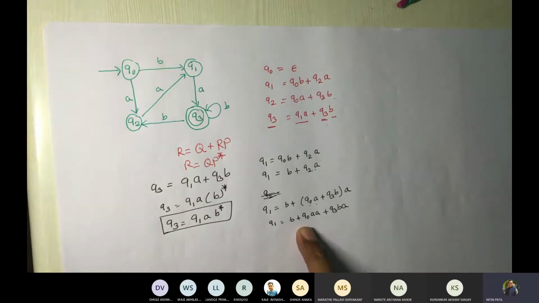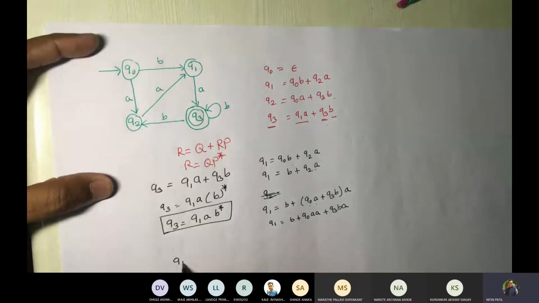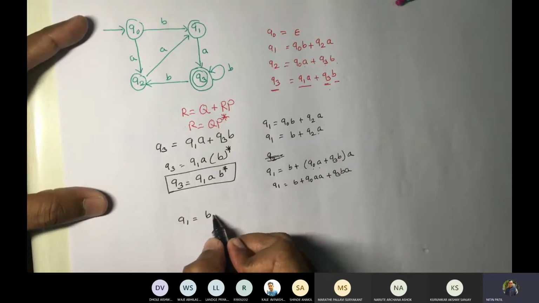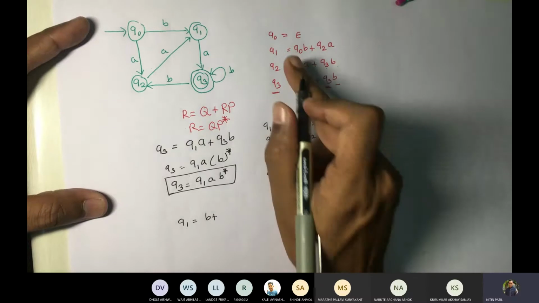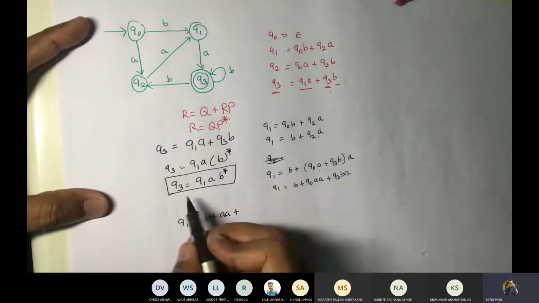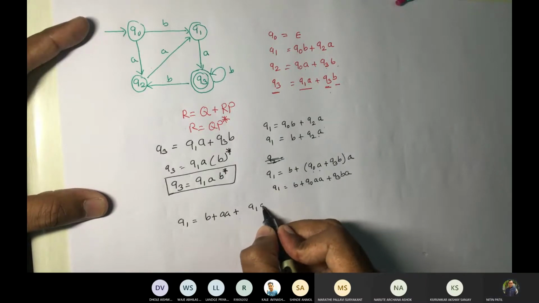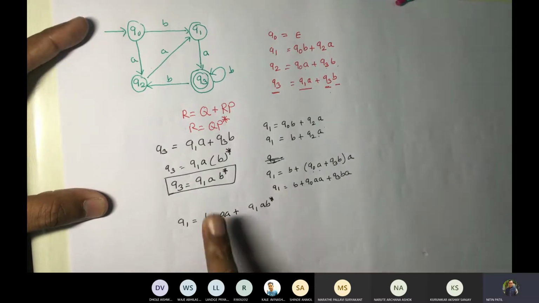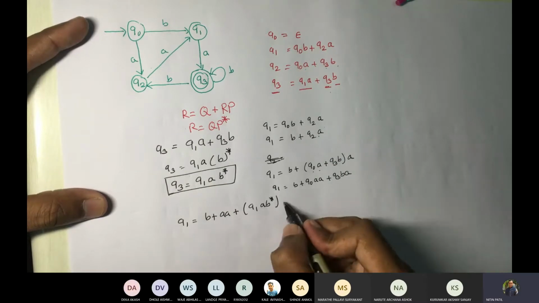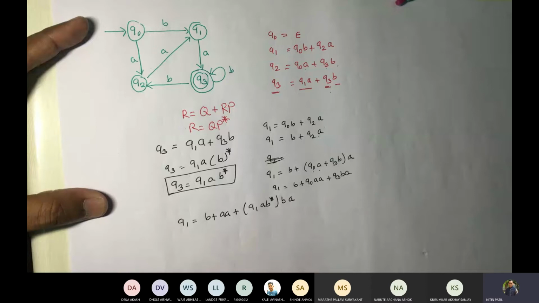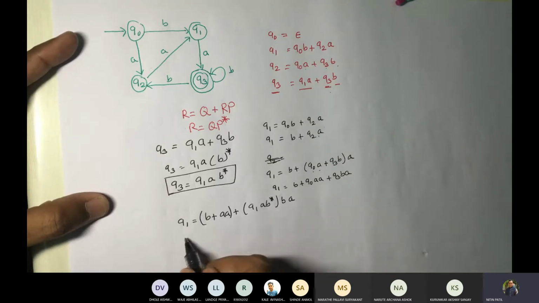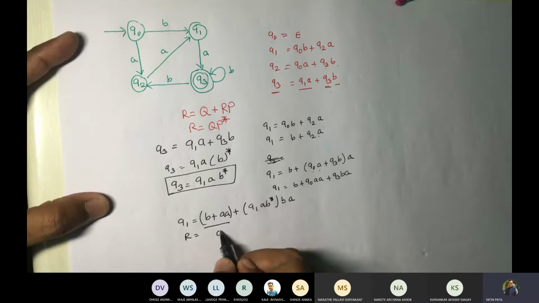Correct. Now we already have the Q0 value. So if I go with this, Q1 is equal to B plus, now if I put the Q0 value to be epsilon, I will get AA plus, what is the value of Q3? Q3 is Q1 AB star. Correct? Q1 AB star. So this is the value that I put for Q3 and then I will write BA as it is. Correct? Now, if I call this whole thing R, so it is like R equal to, this is Q.